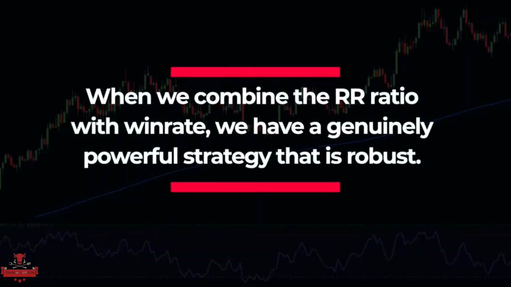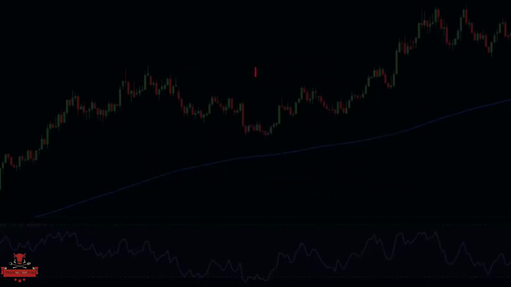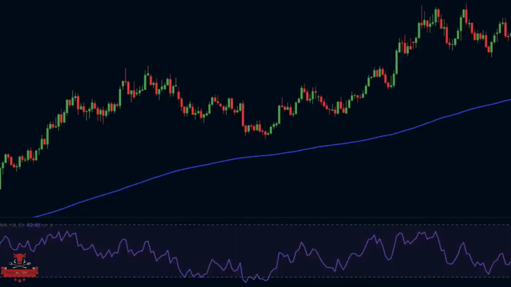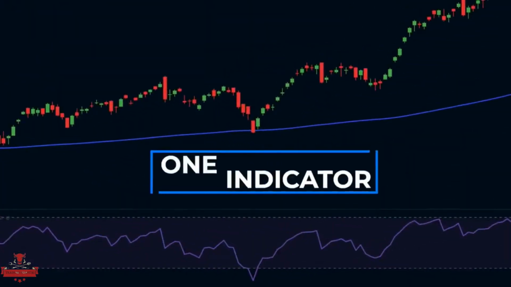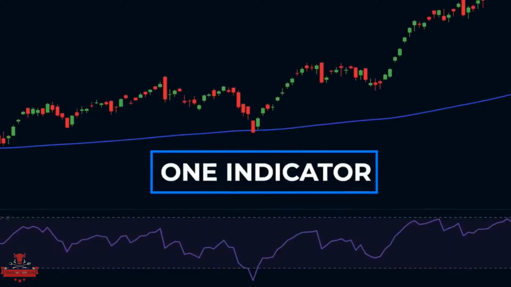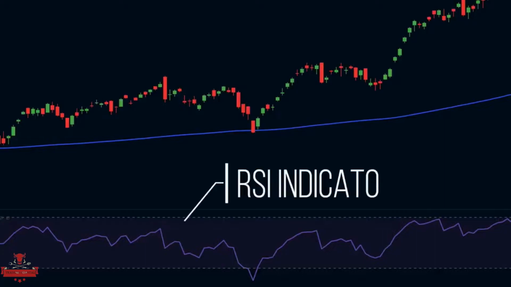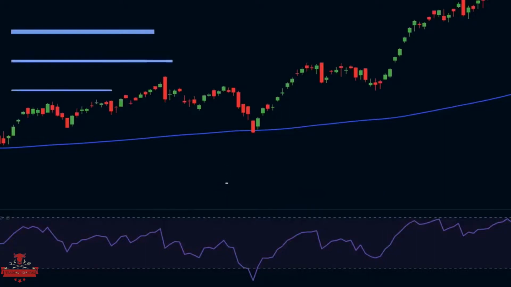Now, when we combine the risk-reward ratio with the win rate, we have a genuinely powerful strategy that can be robust in almost all market conditions. So the burning question is, what is the strategy? Let's get into the strategy. The strategy that we will discuss today is based only on one single indicator. That is the RSI indicator.